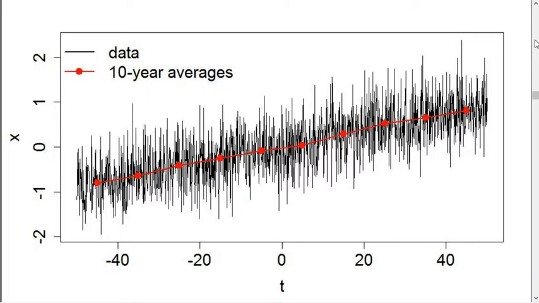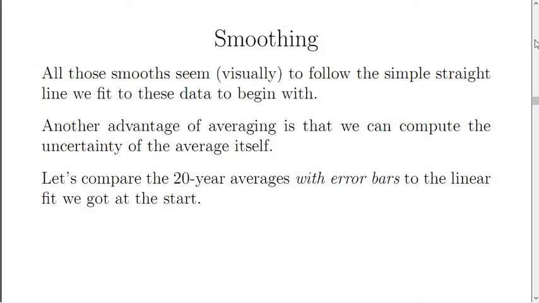When we go to 10-year averages, we're extremely close to having just a straight line, plus a little bit of wiggling around that is greatly reduced. If we go to 20-year averages, we get so little noise that it almost looks like a perfect straight line. And we have accomplished the goal of our smoothing simply by computing averages. We have kept the signal intact, but we have greatly reduced the noise.